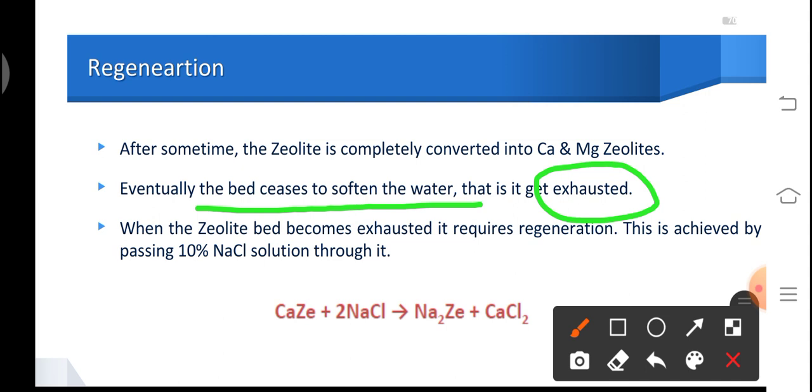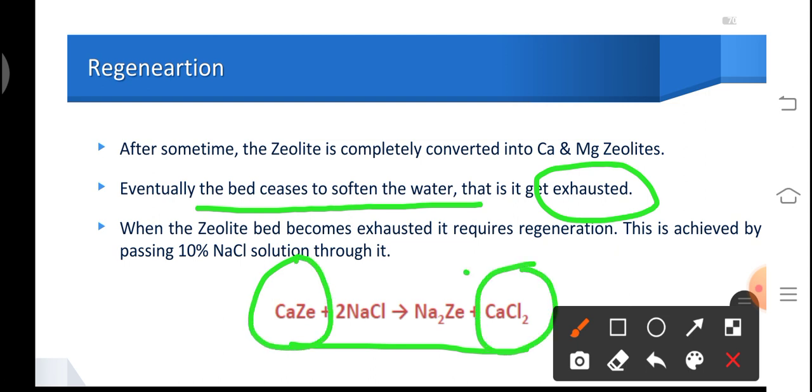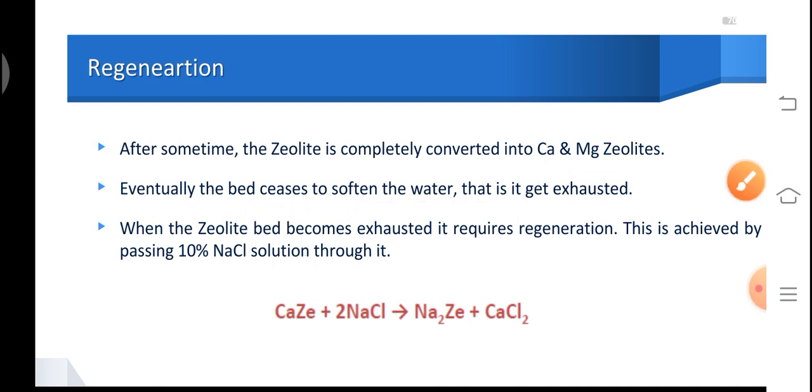So, what happens when a zeolite is treated with concentrated NaCl solution? This reaction takes place. As you can see, here calcium zeolite is converted into calcium chloride, whereas sodium zeolite is regenerated. The salts produced during the process, like calcium chloride, are washed into the drain. The washings contain calcium chloride and magnesium chloride, and they are led to the drain. The regenerated zeolite bed thus obtained is used again for softening purposes.